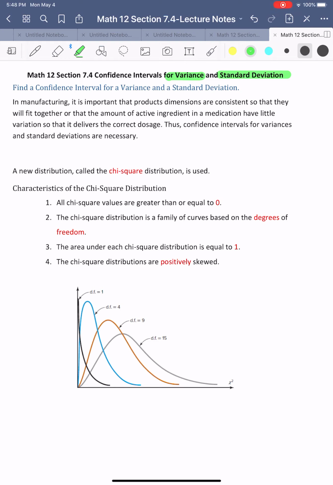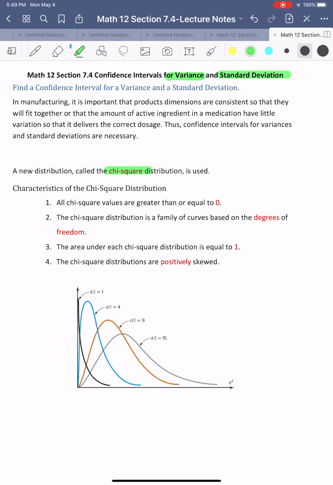In manufacturing, it is important that the product dimensions are consistent so that they will fit together, or that the amount of the active ingredient in a medication has little variation so that it delivers the correct dosage. Thus, confidence intervals for the variances and standard deviations are necessary. So, a new distribution called the chi-square distribution is used.